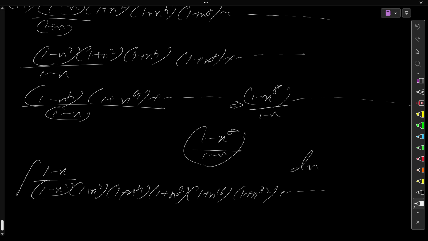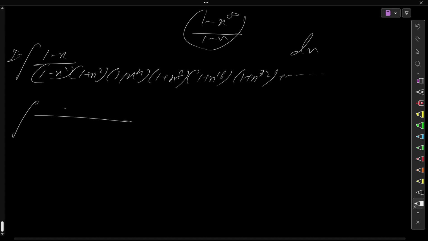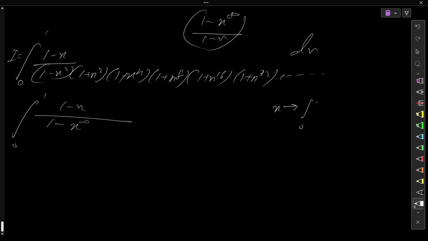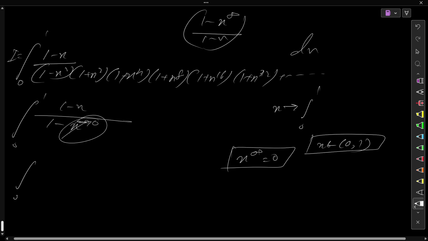dx. Okay, so this could be written as 1 minus x to the power infinity divided by 1 minus x, since it's tending to infinity. The main thing to notice is that x is running from the limit 0 to 1, so x belongs from 0 to 1, and x to the power of infinity will become 0.